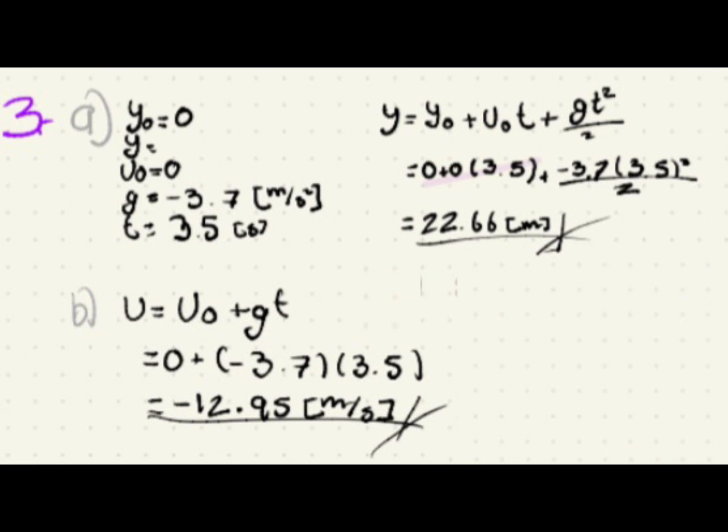B. In the last one, we needed to know the velocity of the detective before he lands in the garbage container. We use the formula v equals v0 plus gt. We need to remember that g is Mars gravity. We substitute and we get v equals 0 plus minus 3.7 times 3.5. The result is minus 12.95 meters per second.